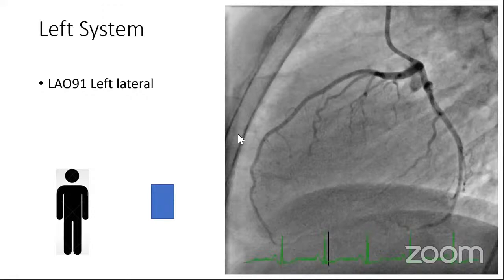Whenever we can see the sternum, we know that we are in the left lateral view. So this is 90 degrees, or in this case, 91 degrees on the patient. Also, it's really nice here. You can see the whole of the LAD and the LCX.